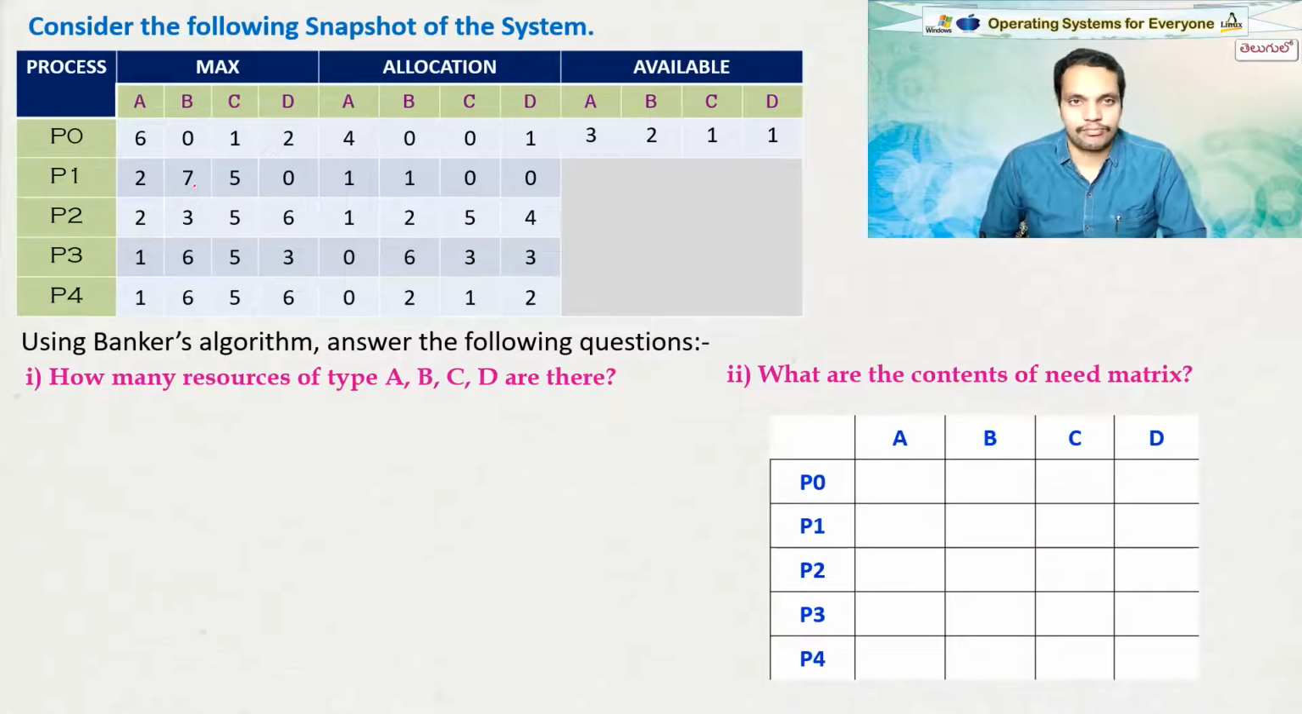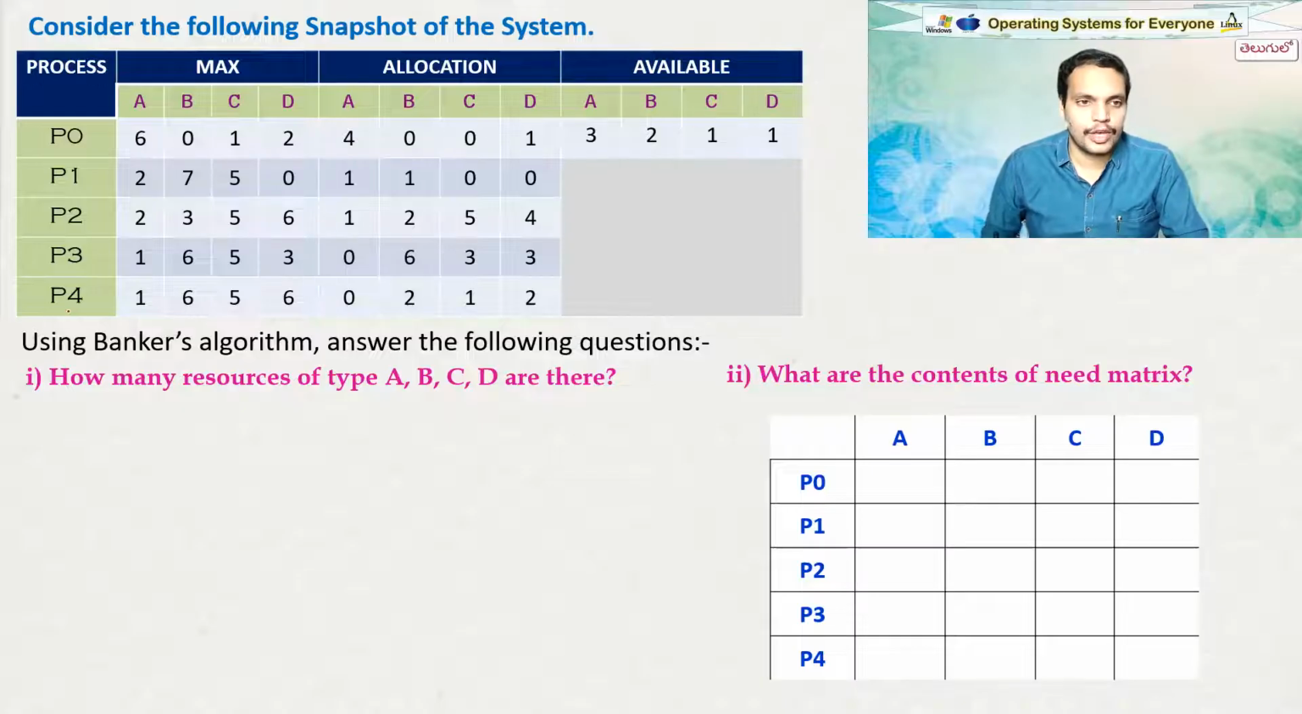So this is the first question. Consider the following snapshot of the system. I am given 5 processes, P0 to P4. The max is given, which is the maximum number of resources that each of these processes requires for completing their execution. And then I have the allocation, which is the current allocation, and then the available number of resources.